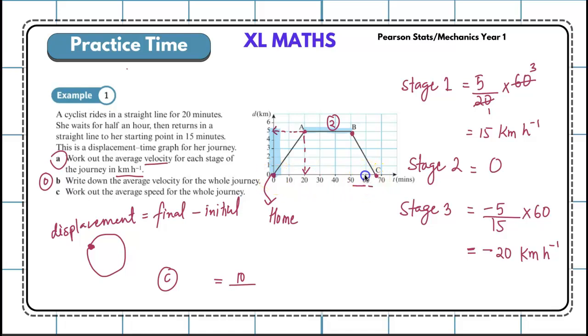So from 0 to 60 minutes, and there 5 minutes more. So 65, times it by 60. So that is 600 divided by 65, sorry. Let's see what it gives. So 600 divided by 65 gives us 9.23, to three significant figures. And this is what the final answer is. It would be kilometers per hour.